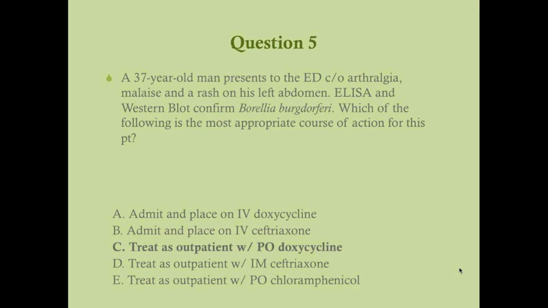And the answer is C. Treat as outpatient with PO doxycycline. So this patient does not have any significant complications. He clearly has Lyme's disease, but other than that, he's fine. Arthralgia, malaise, and rash they all point to Lyme's disease, particularly the target rash. However, he doesn't have any significant complications that would warrant admission. So we're going to treat him with doxycycline. Doxycycline is the drug of choice for all patients with Lyme's disease, with the exception of patients under age 8, whom we would treat with amoxicillin.